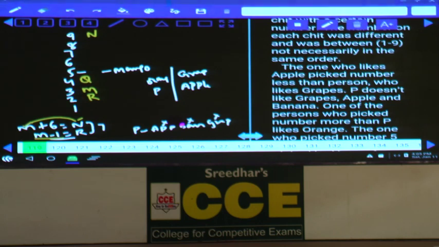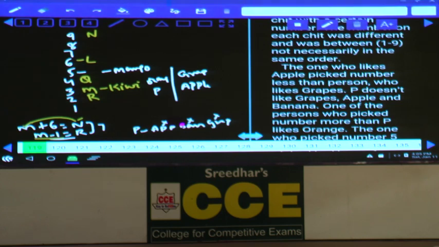M is kiwi. Now the third is what? M is kiwi, and Q picked twice that of R. L picked an even number but not 8. L can be 2, 4, 6 or 8; 2 and 4 are not possible, and 8 is also not possible, so L must be 6.